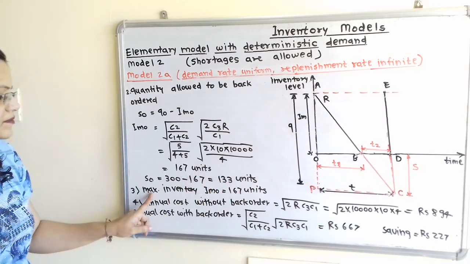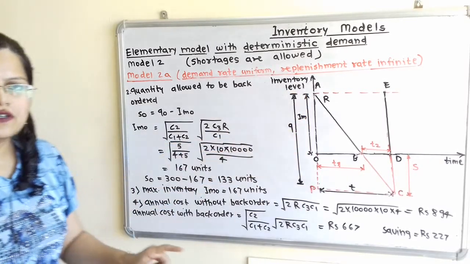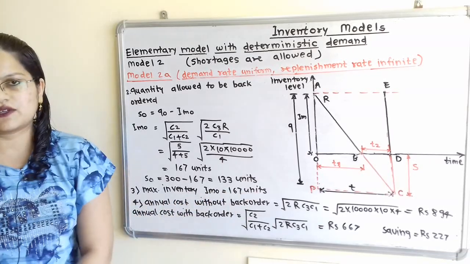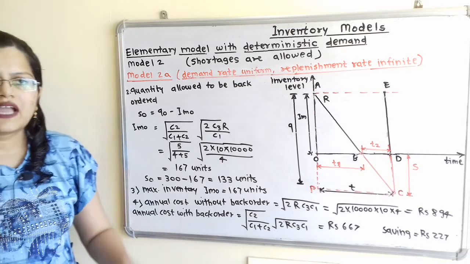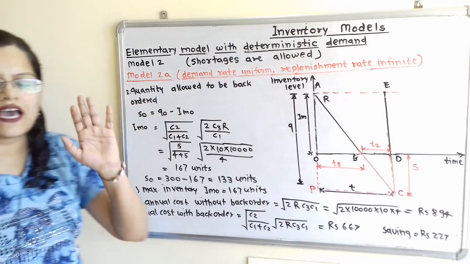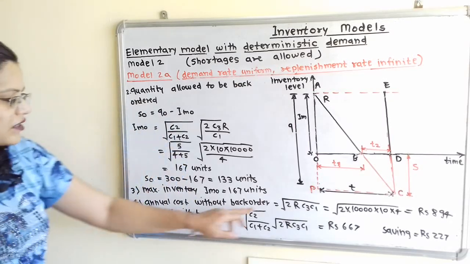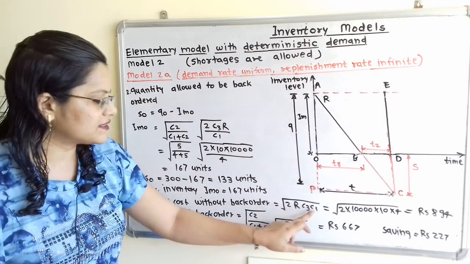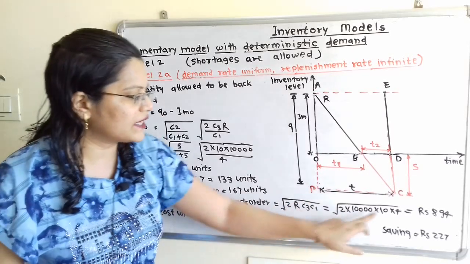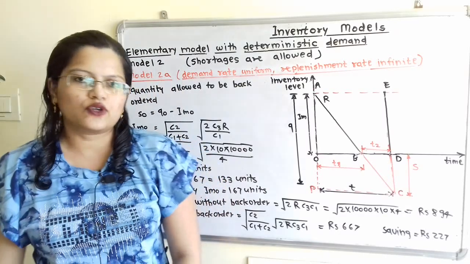And the next question is maximum inventory. So maximum inventory is this, that is IM. Here we will take the optimal maximum inventory, that is 167 units. Then fourth question, annual cost without back order. Whenever shortages are not considered, which formula do we have to use? We have to use under root of 2 R C3 C1 to calculate the cost. When we put the values, we will get rupees 894. So this is the cost for the annual order.